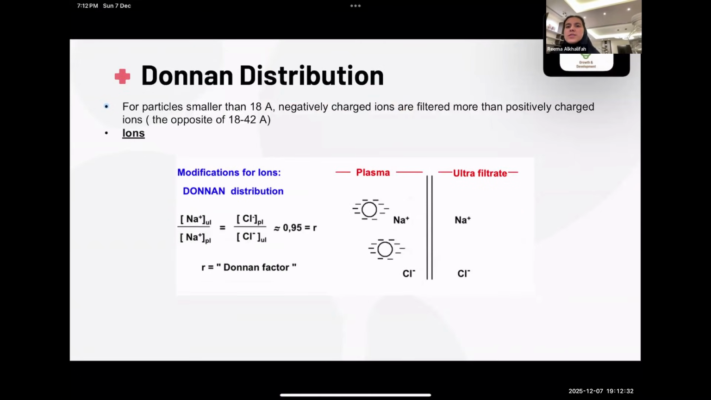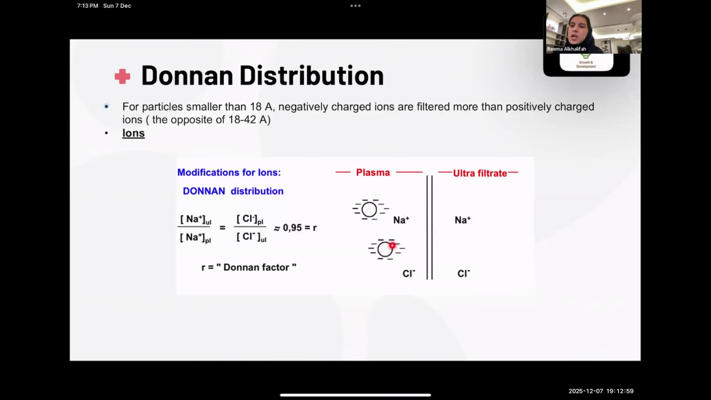Now, we talked about the 18 to 42 molecular radius. Now we're going to talk about Donnan distribution. What does it state? It states that for particles that are smaller than 18, the negatively charged ions are filtered more than the positively charged ions, which is completely different from what we've seen in the 18 to 42 range. Now, why is that? Let's look at this image.